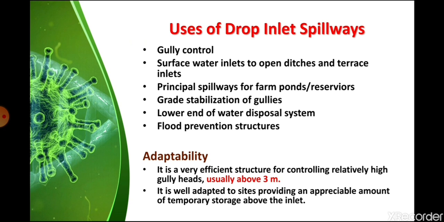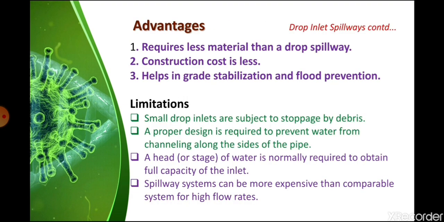Now the use again: gully control is the major use, and it could be used as a principal spillway. Further stabilization of grades is possible, and usually it could be taken up to above 3 meters. Drop inlet could be made above 3 meters. Advantage: it requires less material than the drop spillway. Construction cost is less. But what are the limitations?